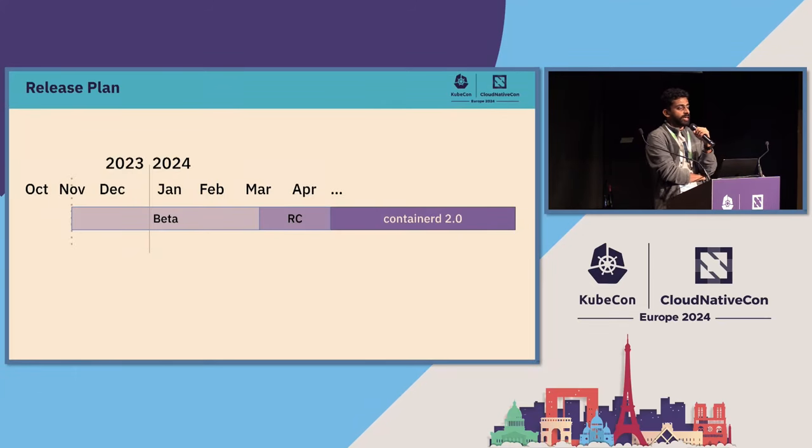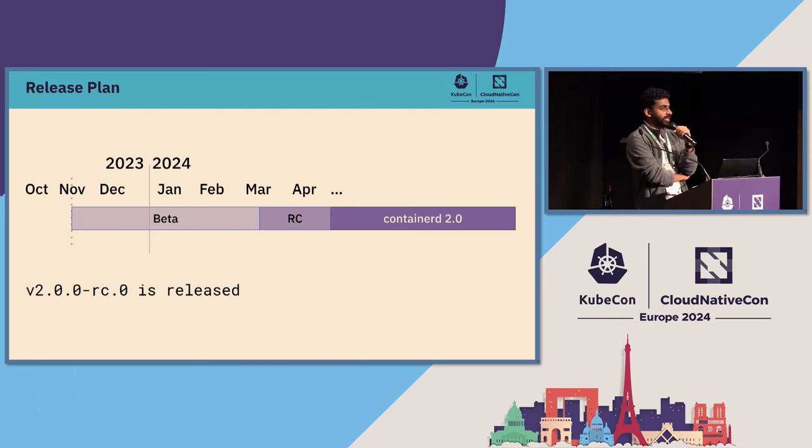The Containerd 2.0 beta was released last November before KubeCon NA. And now the Containerd 2.0 RC was released two days back. We would be highly grateful if everyone can test out the Containerd RC and report any issues or feedback that you have, so that we can make a stable release.